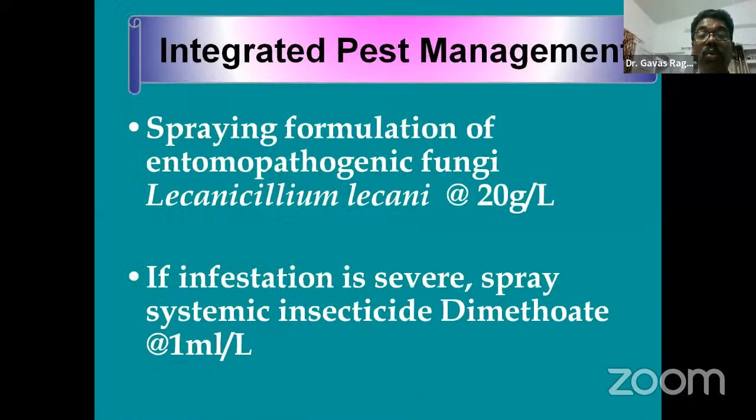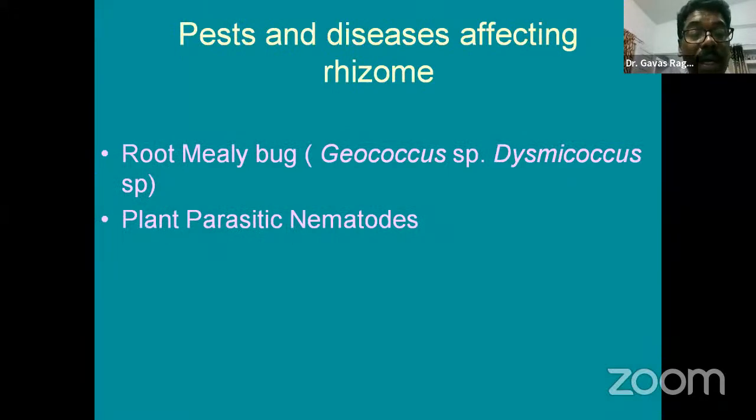Now coming to other pests affecting the rhizomes of banana, the number one is root mealybug. I have to discuss root mealybug separately because many times the farmers don't understand the importance of this pest. Mostly they belong to the genus Geococcus and Dysmicoccus species. More than 6 different species of root mealybug have been reported. Geococcus is the most important one. Another is plant parasitic nematodes, which cause severe damage to the rhizome and the root system.